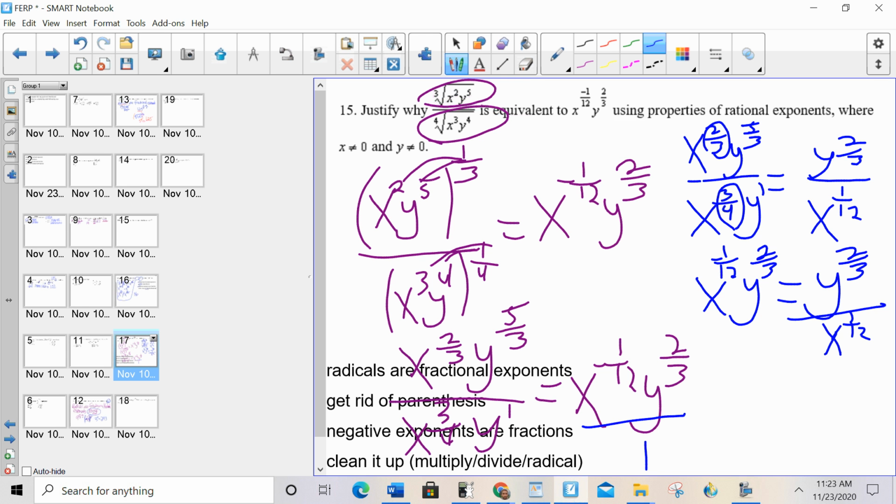And then again, I see a negative exponent, so I'm going to drop what's being raised to the negative power, so that x drops to the bottom. And you see that they equal out. So yeah, it's kind of a long problem, but you're just going to follow the steps. You're going to follow the song, and if you do that, you're good.